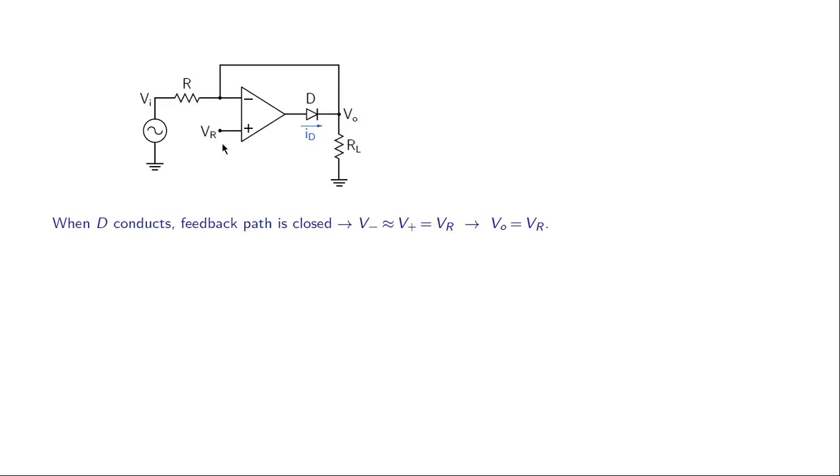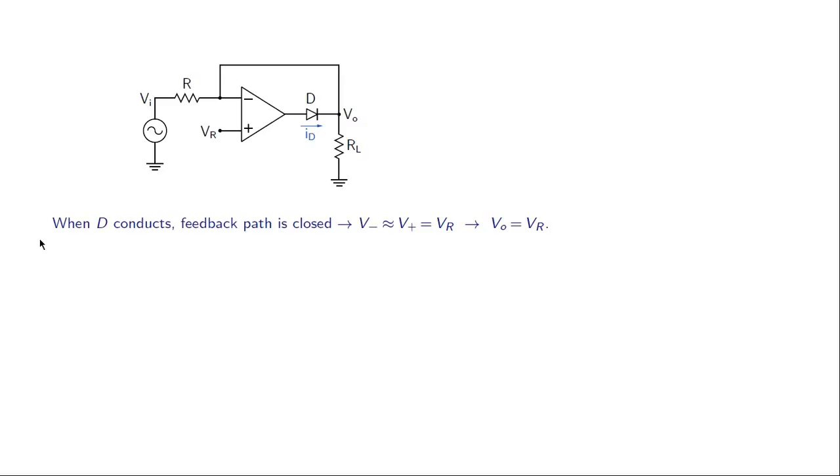Alright, this is our input voltage, and we will take an example of a sinusoidal voltage applied as Vi, and this is the output voltage. Let us see what the circuit is doing.